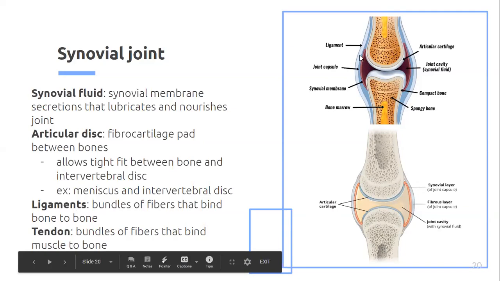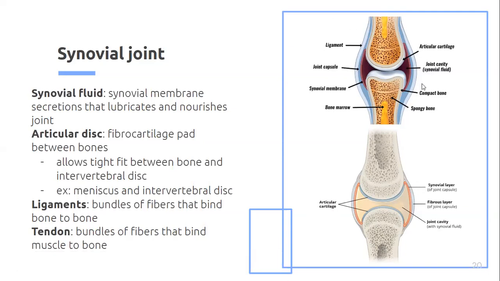So here this is the whole synovial joint. That's what it looks like. And it really allows free movement because of how it's structured. All of these things, the synovial fluid and the articular discs, help it move around, unlike the other two joints I just talked about.